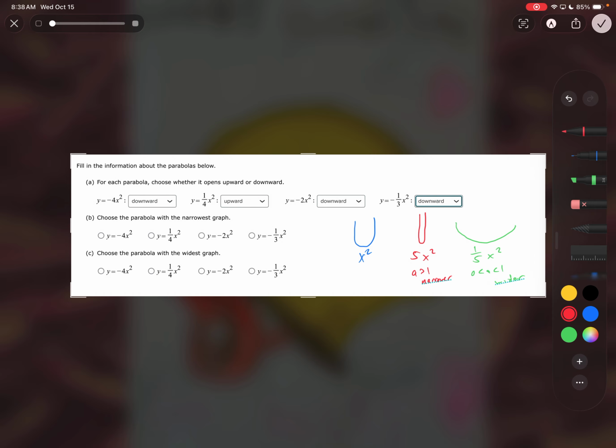So on this one, it does not ask whether it's positive or negative. So the positive or negative does not matter. You are just looking for the biggest number. And on this one, you are looking for the smallest number. 1/4 is smaller than 1/3. I say biggest and smallest, but it is the absolute value of the biggest or smallest. The positive and negative do not matter. That just tells you whether it opens up or down. So if I'm looking for the narrowest, I don't care if it opens up or down. I just want to know which one goes up or down the fastest.